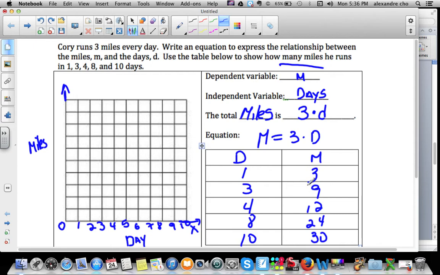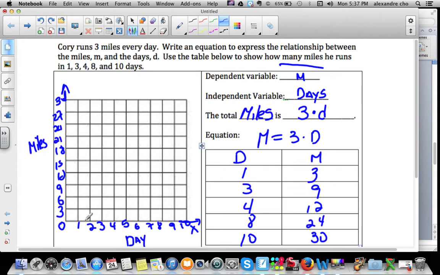And notice on the other side is 3, 9, 12. So why don't we count by 3s? 3, 6, 9, 12, 15, 18, 21, 24, 27, 30.